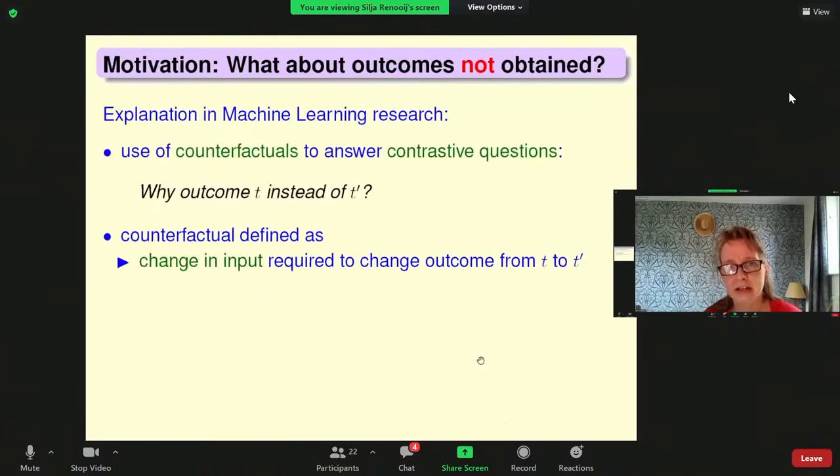Because in machine learning, often explanation is about contrastive questions that ask about outcomes that are not obtained. So why do I get outcome T instead of some other outcome T prime? And they use what they call counterfactuals. Now, this is a term that is used in many different ways, but they are typically defined as the change in input that is required to change some outcome from T to T prime. And note that in this case, we're really looking at a targeted explanation. So we're looking at why don't I get some expected outcome T prime and not just any other outcome than T.